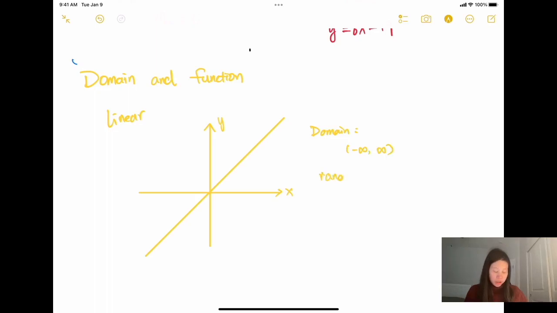And then the range. When you look at range, you look at it horizontally, because range is all the possible values of the output. So the range will be what? You can go as high as you want as long as you extend the graph, and you can go as low as you want. So the range is also negative infinity to infinity.